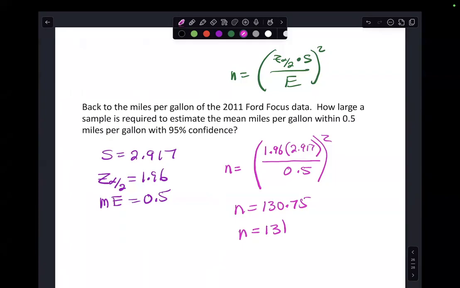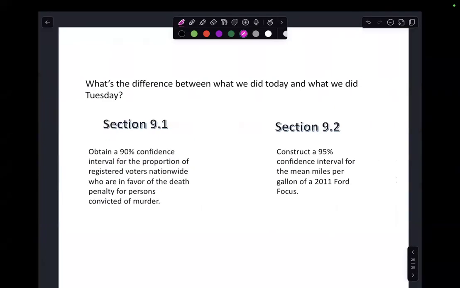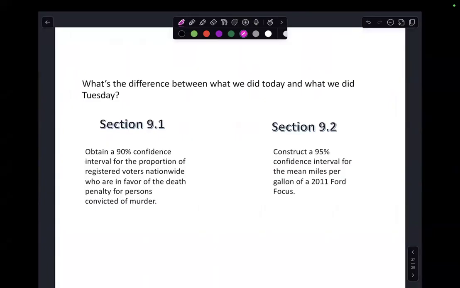Any questions on these? So the next two slides, what I'm going to do is show you Tuesday compared to today, because sometimes people leave and they're like, wait a minute, how is what we did Tuesday different than today? What are the problems going to look like? What words should I look for? So I broke it down and I have side by side comparisons so you can see the words. All right. So when we are calculating the confidence interval, here's the words you need to look for.